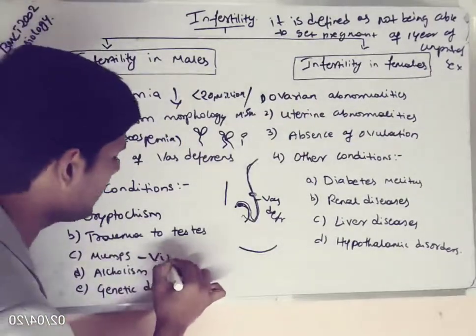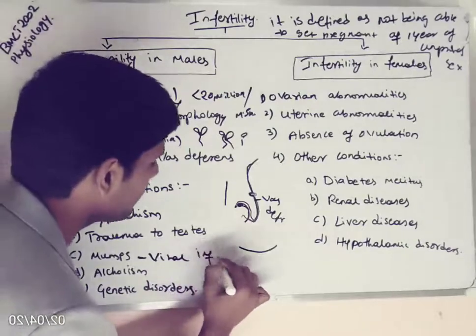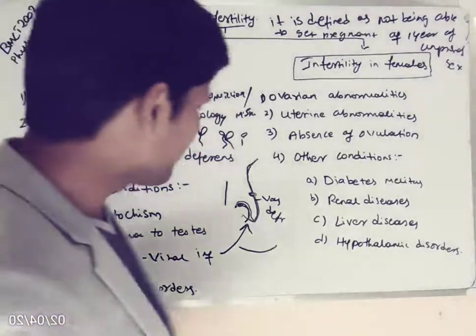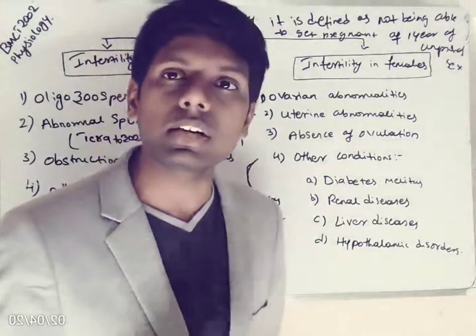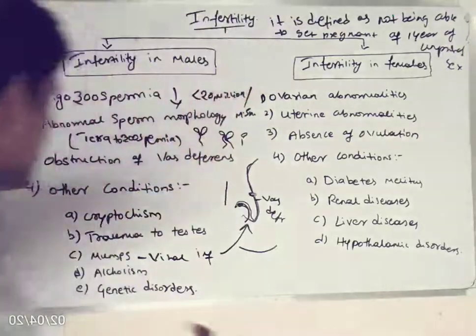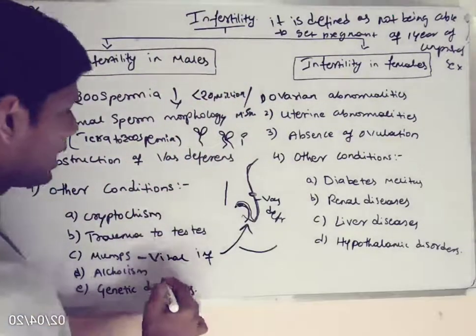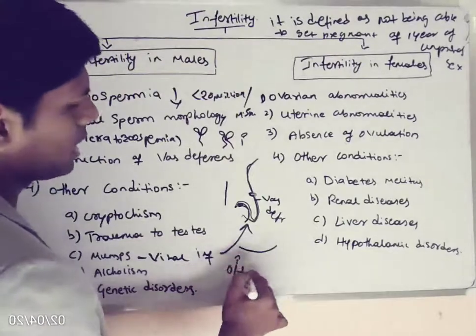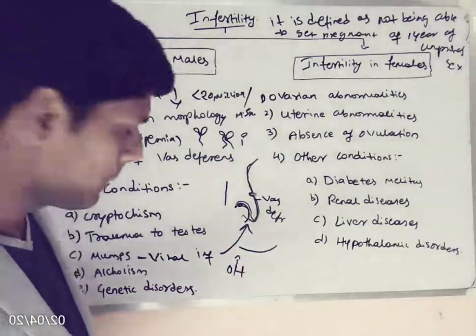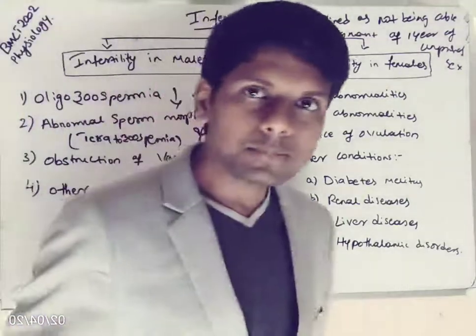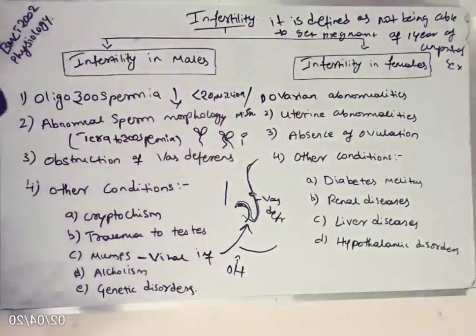Then mumps. Mumps is a viral infection which will attack the testis. It shows affinity towards the testis, and this virus will destroy the sperms. That results in an infertility condition due to low sperm count. Then alcoholism. Increased alcohol consumption can also result in infertility. Take care, boys. Don't drink alcohol. Fine. Then last and finally, genetic disorders.